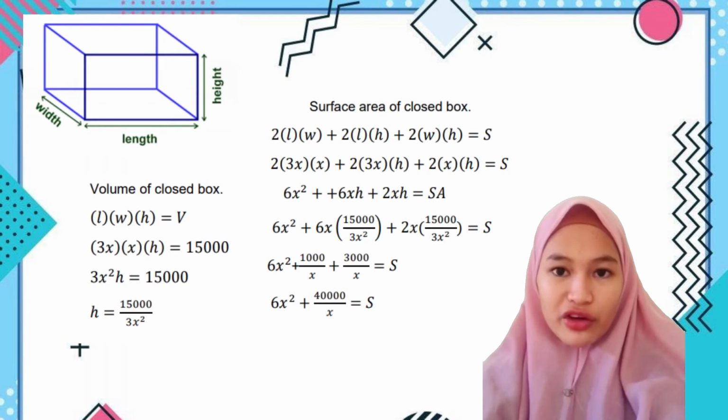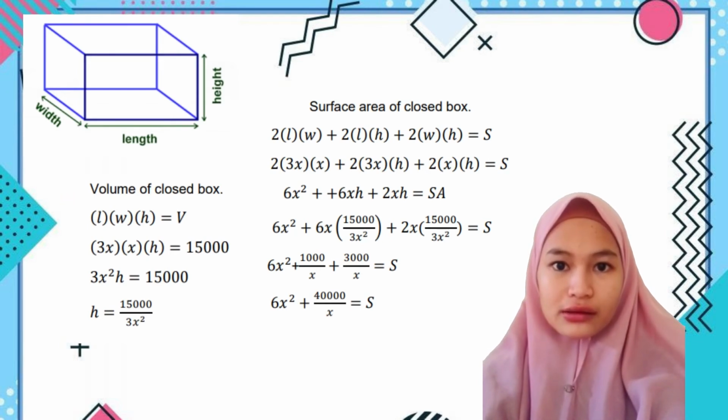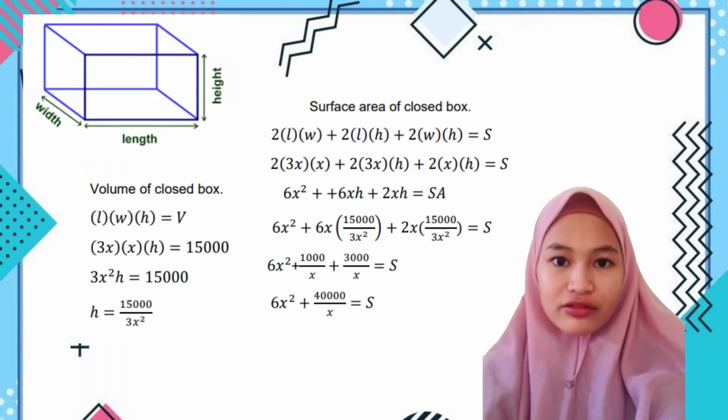Step 1. You have to find the volume of the closed box using the formula L times W times H equals V. So I declare L as 3x, W as x, H as H, and we will insert in the formula, and you will get 3x times x times H equals 15,000, 3x squared times H equals 15,000, and we put H in front, so you will get H equals 15,000 over 3x squared.